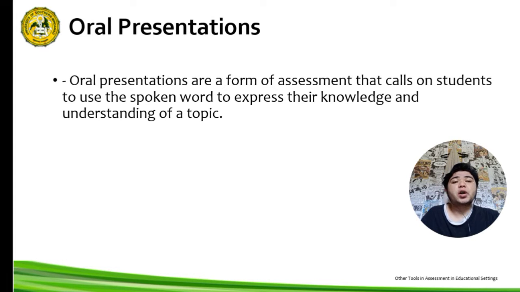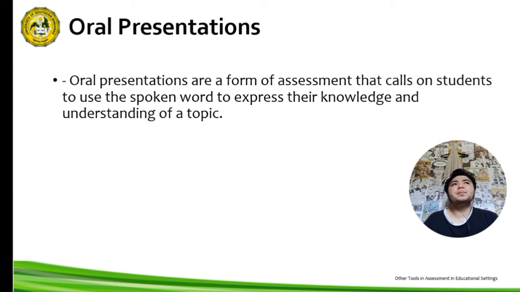Next on the list is the oral presentations. Oral presentations are a form of assessment that calls on students to use the spoken word to express their knowledge and understanding of the topic. It allows capture of not only the research that the students have done, but also the range of cognitive and transferable skills. Oral presentations are also widely known as the recitations.